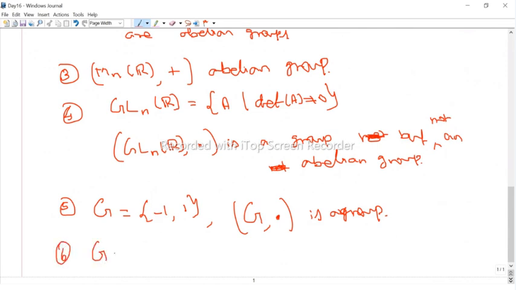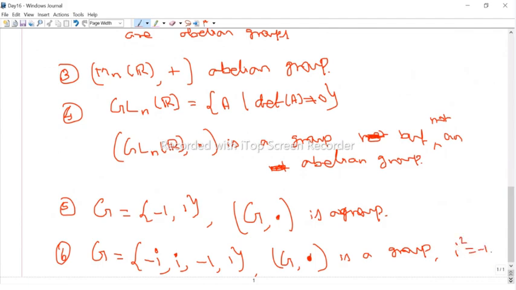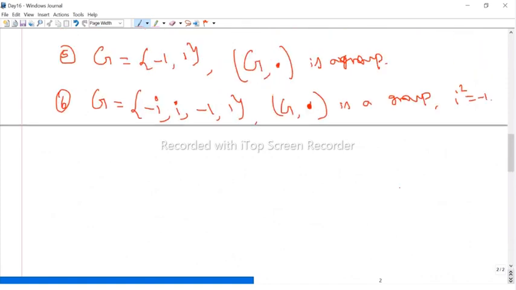Suppose you take another group G which contains {-i, +i, -1, +1}. Again with respect to multiplication, this G with multiplication is a group, and it is even an abelian group. What is the condition? That i square should be -1, the complex number. This is one example of a finite group. Another example of a finite group is the singleton {0}, which is also a group.